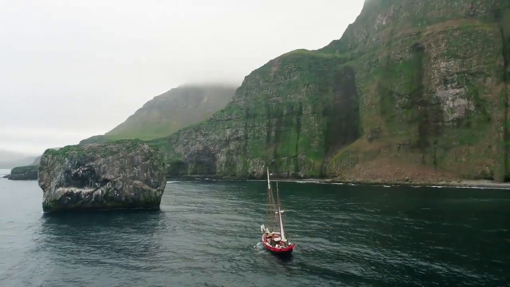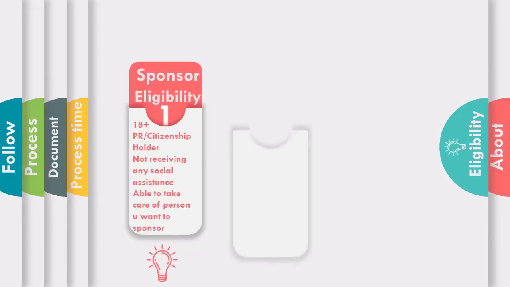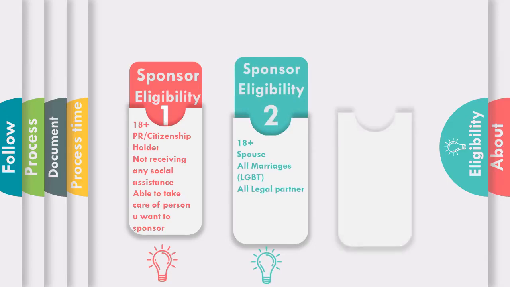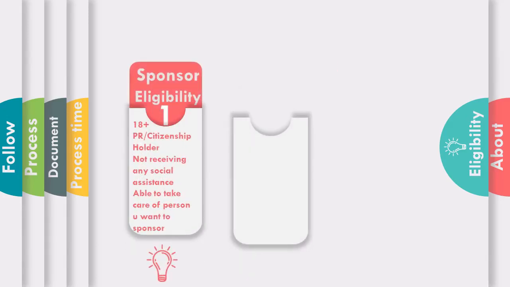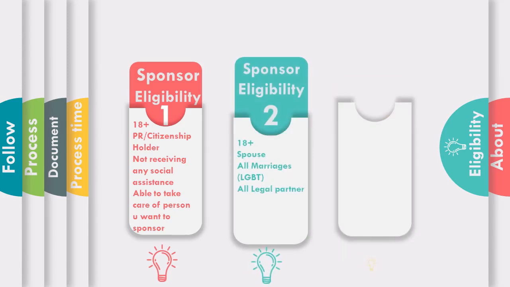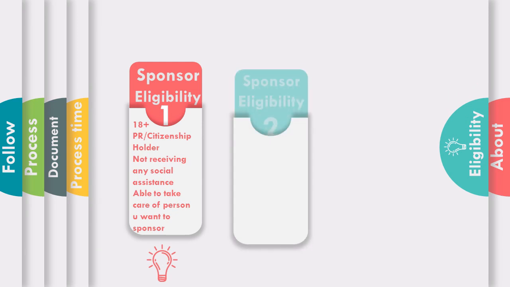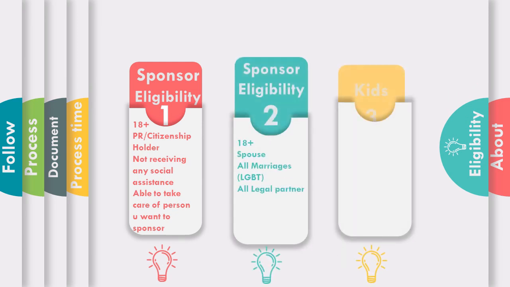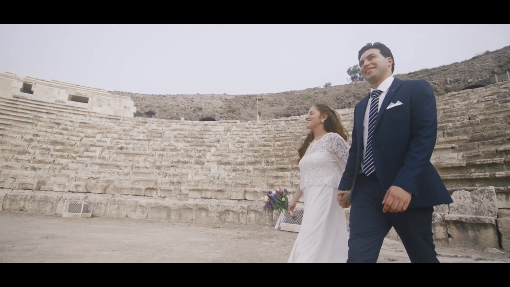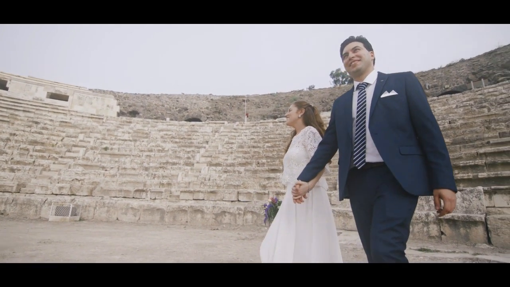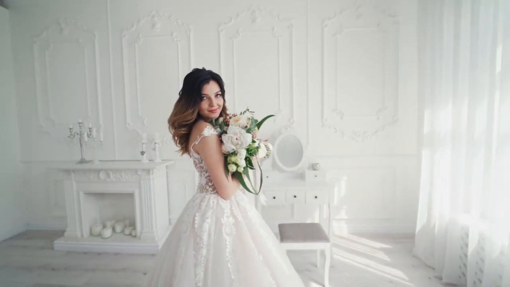So now let's cover point number 2, eligibility. There are two kinds of eligibility: one is for the sponsor, another is for the sponsored person, and the third one is for kids also. As a sponsor, you must be at least 18 years old and a Canadian citizen or a permanent resident of Canada. If you are a Canadian citizen living outside Canada, you must show that you plan to live in Canada when the person you want to sponsor becomes a permanent resident.